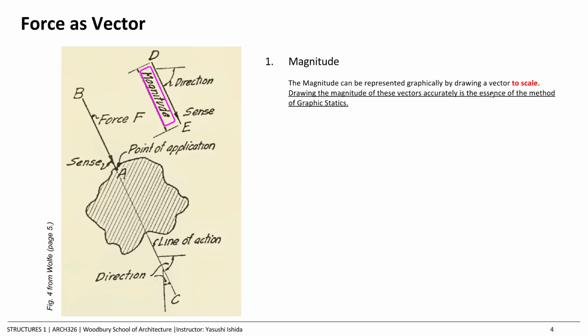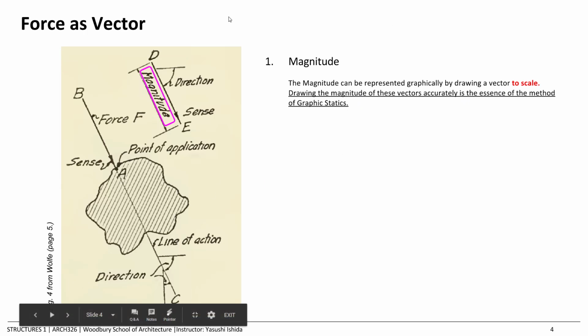as a vector. So of course, a vector has magnitude, which is typically shown as the length of this arrow. So if the arrow is longer, in this case, it's a force, so the magnitude of the force is bigger. And if the arrow is shorter, then the magnitude of the force is smaller. So what's important is the vector is drawn to scale, right? Drawing the magnitude of this vector accurately is the essence of the method of graphic statics.